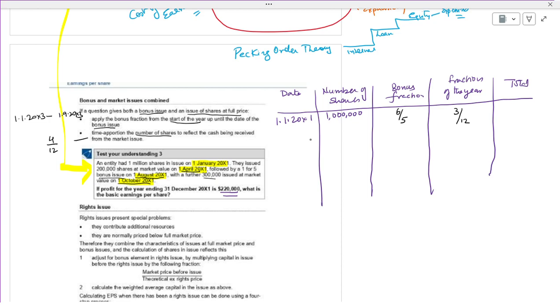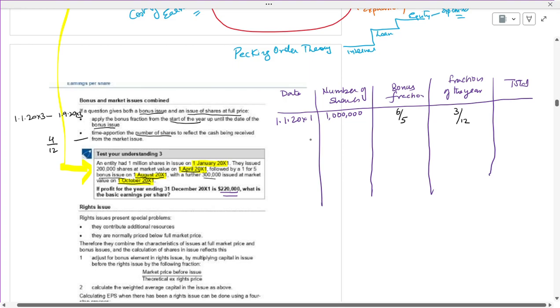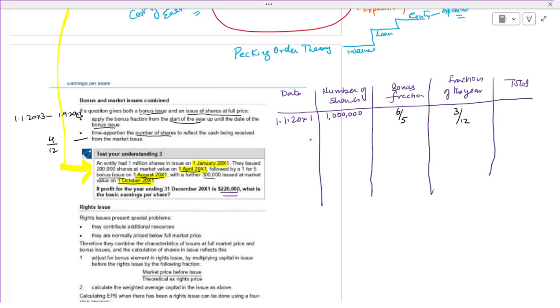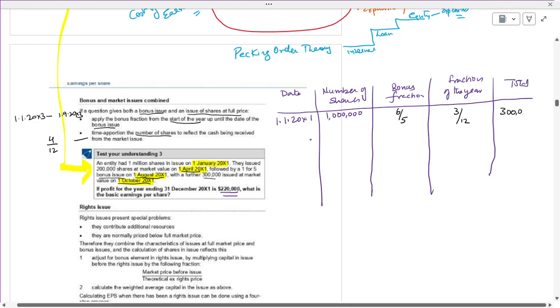Just calculate 1 million times 6 divided by 5 times 3 divided by 12. It comes to how much? 300,000. This is for 1 million shares.